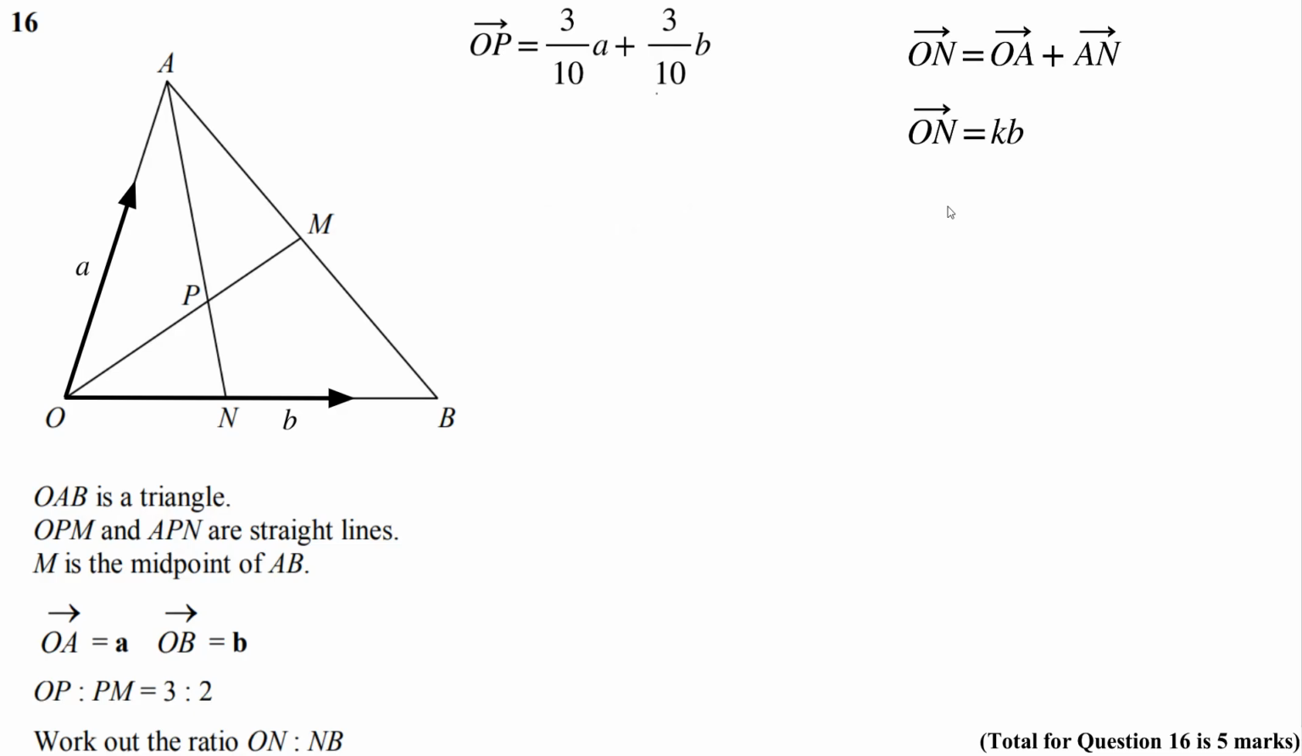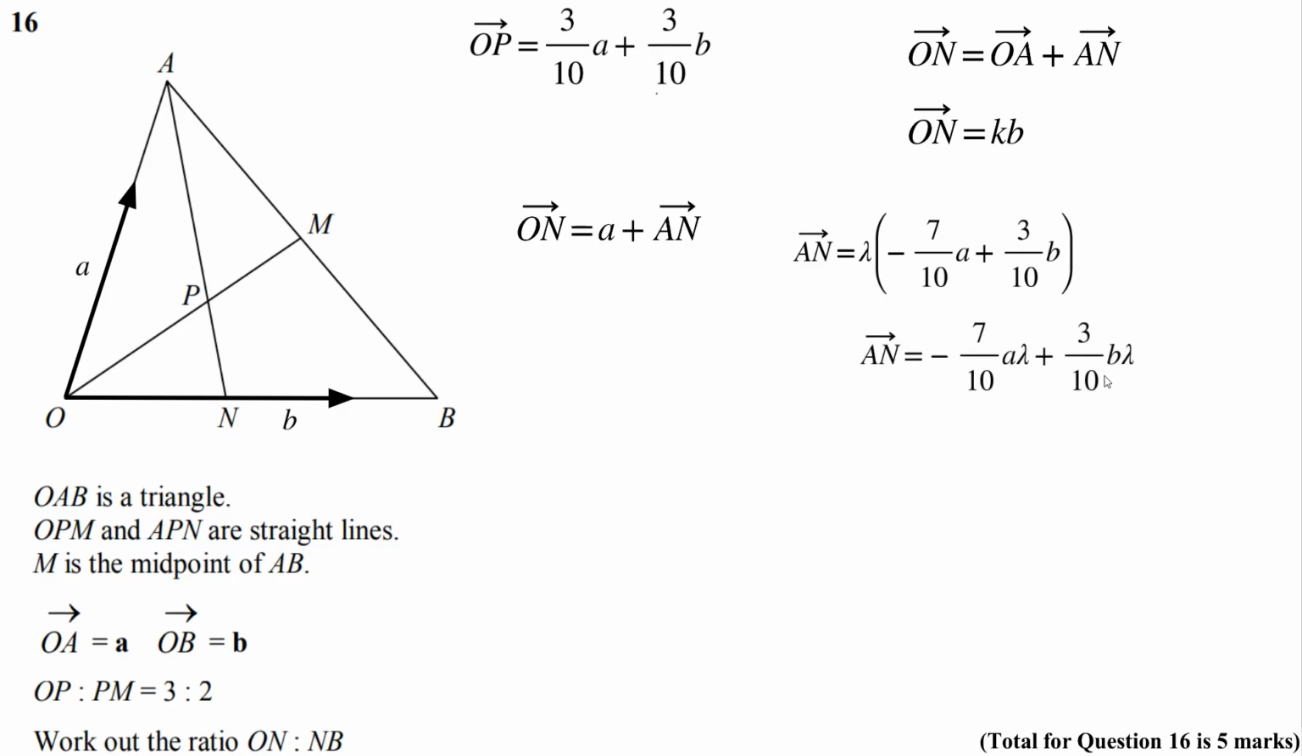Okay? And that helps us because O to N, like we said, is OA plus AN. And we already said what AN was. We worked out what AN was. It was this. So we'll just put these together. So plug this into there to get that. Sorry, I've just simplified this first of all. Then plug this into there to get that.